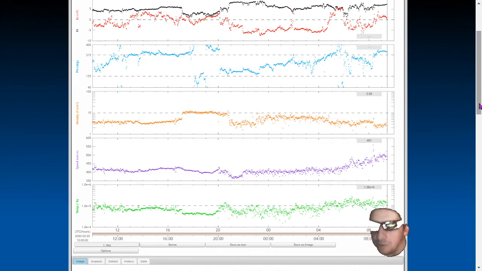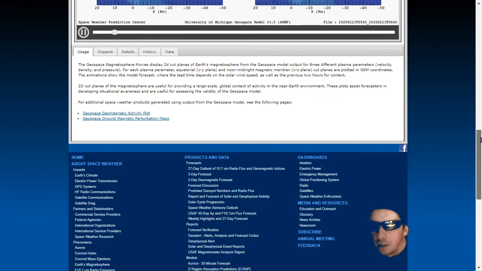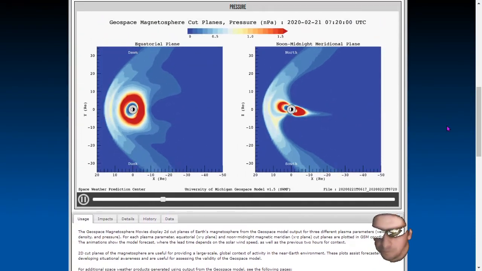So I'm not sure if we've seen the peak of this yet, and if it keeps going up, we will probably end up back in geomagnetic unrest conditions. So that's something to keep an eye on throughout the day. There's the data from ACE. Next, we'll look at the geospace magnetosphere movies.